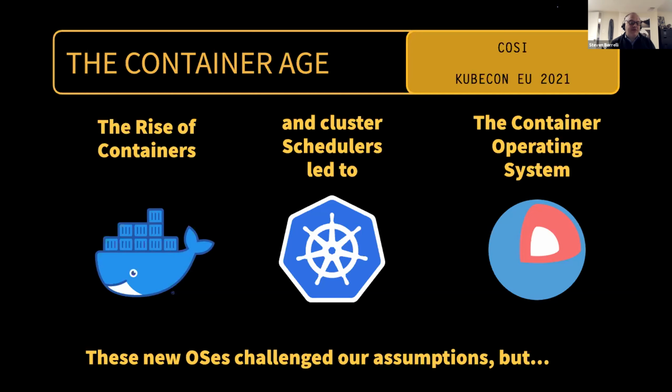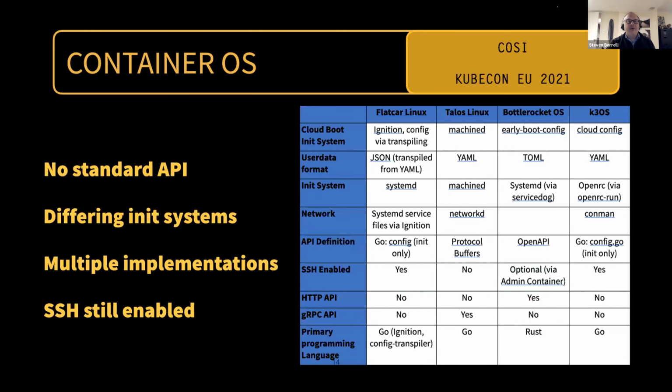They changed a lot of assumptions. I think they're a lot different than traditional Unix systems, but in a lot of ways they're recreating the issues that we've seen in terms of fragmentation with traditional Unixes. And I talked about 4 of them here. If you've never heard of any of these, Flatcar is a descendant of CoreOS after they got bought by Red Hat. There's Talos Linux, which comes from Andrew's company over here. There's Bottlerocket OS, which comes from Amazon, and then K3OS, which is from the Rancher folks.